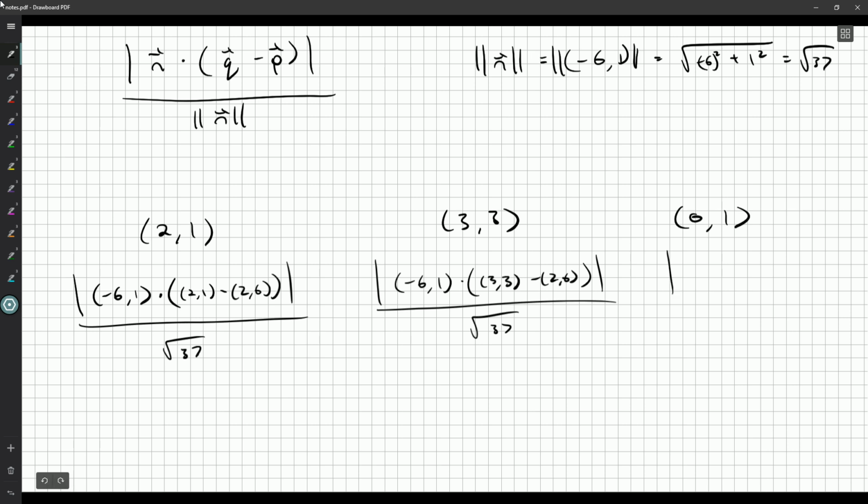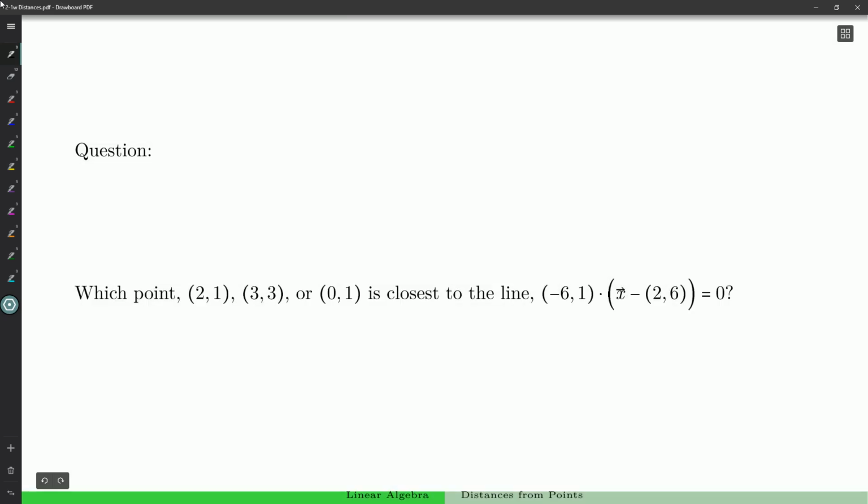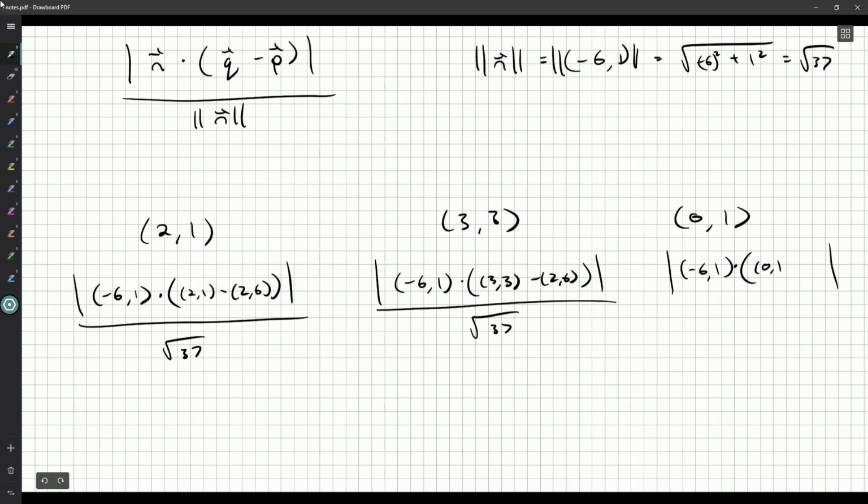Now, since the denominator is the same, the way to tell which of these is going to be largest, wait, do we want largest or closest? Closest. So we want the smallest distance, the smallest value. The way to tell which is the smallest is to take a look at the smallest numerator. So if we had realized that, we didn't need to work out the root 37, but that's okay.